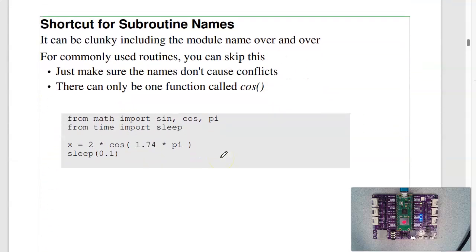Now that can get a little bit cumbersome, so there's a shortcut. If I say from math import sine, cosine, pi, from time import sleep, that only brings in these subroutines. That saves some memory. But also, to address it, I don't have to say math.cosine, math.pi, time.sleep. I can just say cosine, pi, and sleep. However, if you do that, you've got to make sure there's no conflicts. If two different modules have subroutines with the same name, I've got a problem. So that's kind of a shortcoming of this approach, but it does make the code a lot easier to understand.